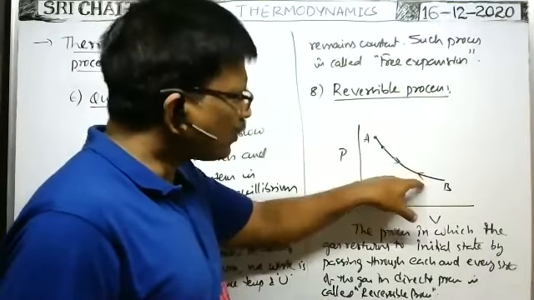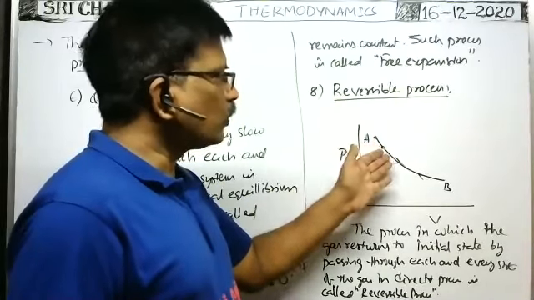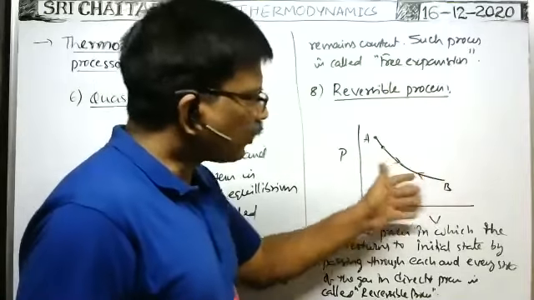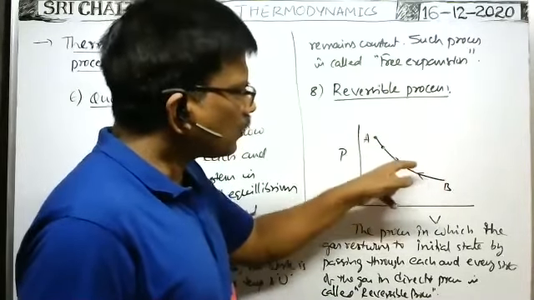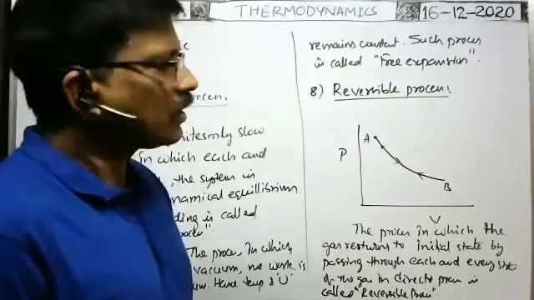by passing through the same states, whatever the states through which the gas passes in the direct process, in the return process also, while it returns back to the initial state, if it passes through the same states as in the direct process, then such a process is called a reversible process.